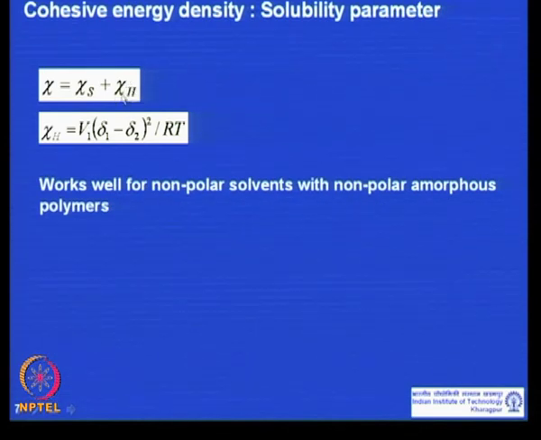If the enthalpic part is close to 0, or at least less than 0.3, then chi would be less than 0.5, which means it will promote mixing. The closer the values of delta 1 and delta 2, the closer the difference is to 0, and the chi_H value would be nearer to 0. So, from this expression also you can predict that the polymer-solvent interaction parameter would be lower than 0.5, which means the polymer will dissolve in the solvent you are using.